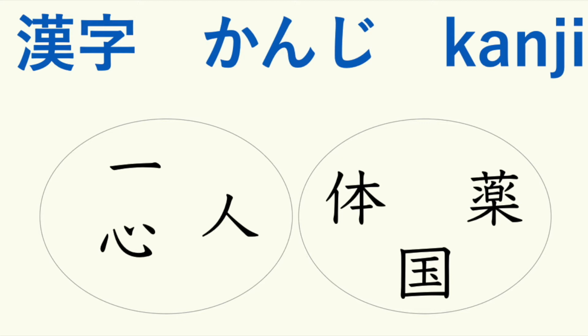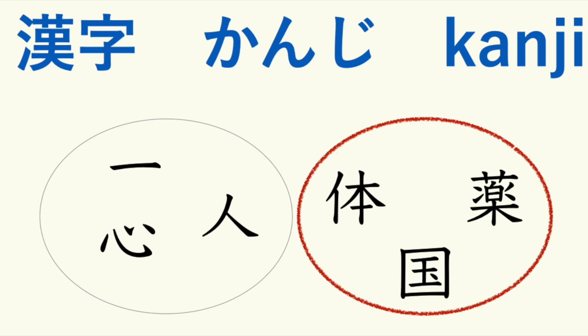There are actually 4 different types of kanji, but for the purpose of this video, I'm just gonna say there are 2 different types of kanji. The first one is ichi, one, hito, people, kokoro, heart. People just copy the shape of the things or represent it with a dot or a line.